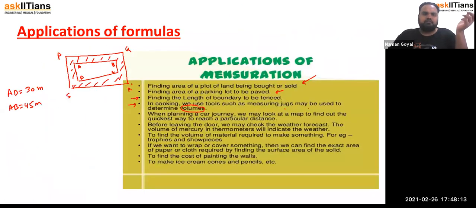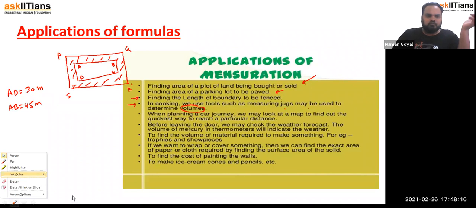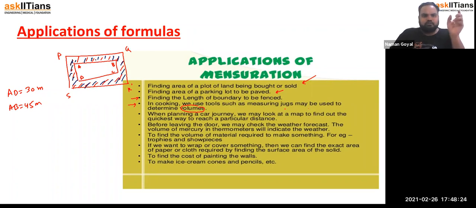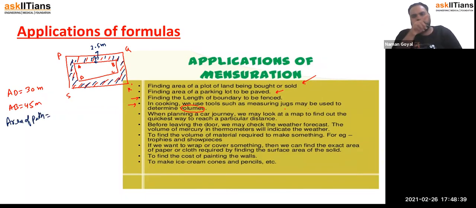Okay, now question is asking for that shaded part area, right? That area, that one. Okay. This is 2.5 meter wide also, we should remember, we should know what is this dimension, 2.5 meter. Okay, now we can say that area of path is what? Area of that larger rectangle minus area of smaller rectangle, means we can say that area of PQRS minus area of ABCD.